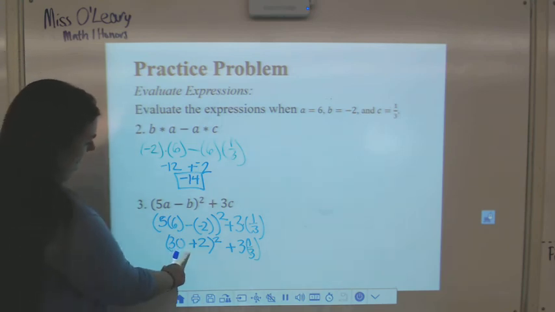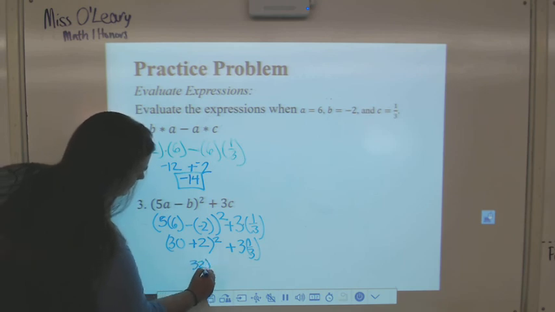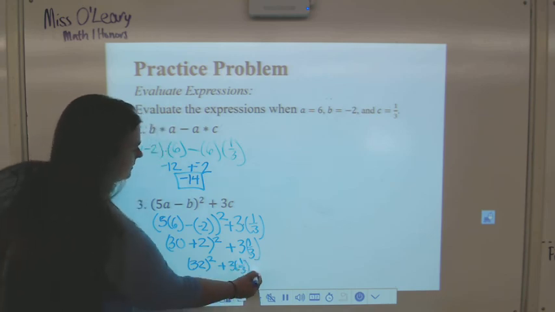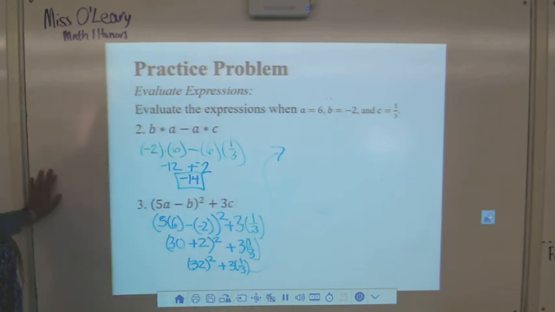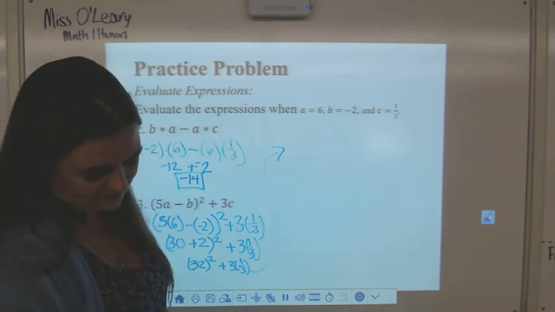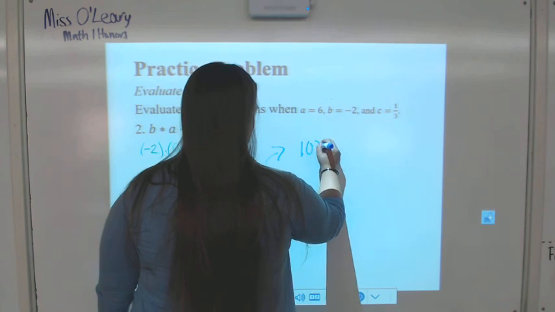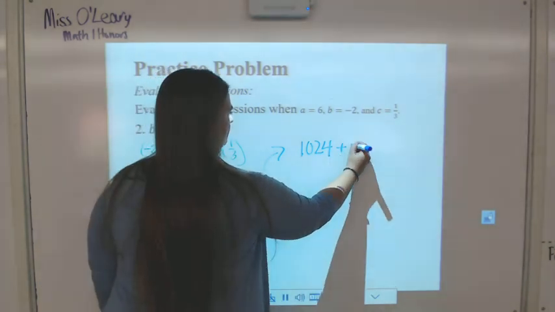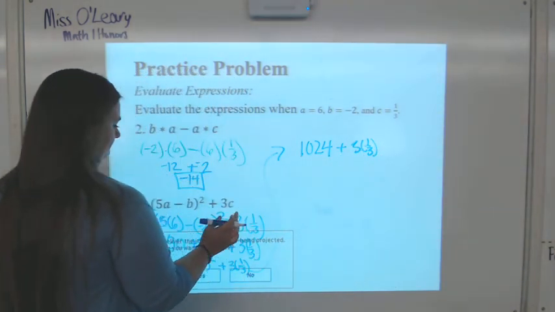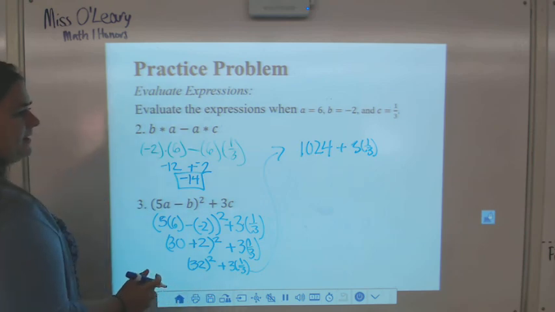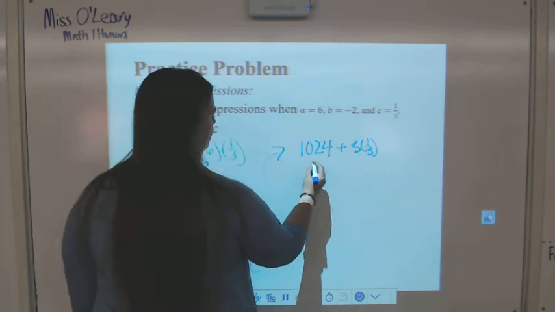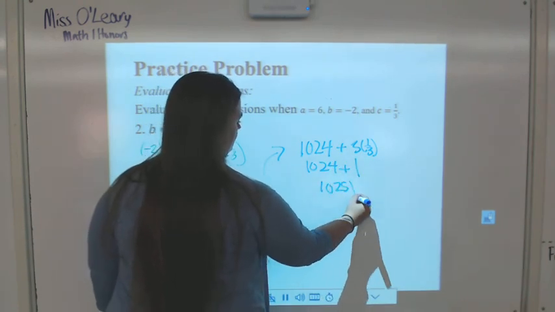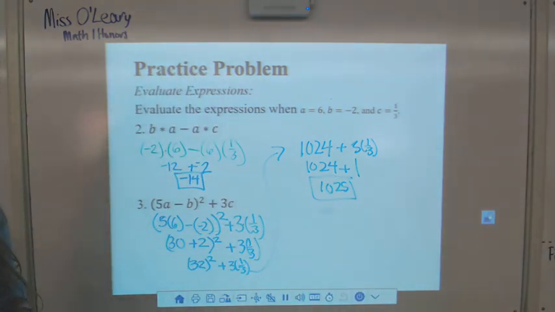So next step, inside my grouping symbol here, I have 32 squared plus 3 times 1/3. And jump up over here. 32 squared, well, I would grab a calculator for it. 32 squared gives me 1024. Plus 3 times 1/3. Now I have my multiplication and I have my addition. I get 1024 plus 1. Final answer is 1025.